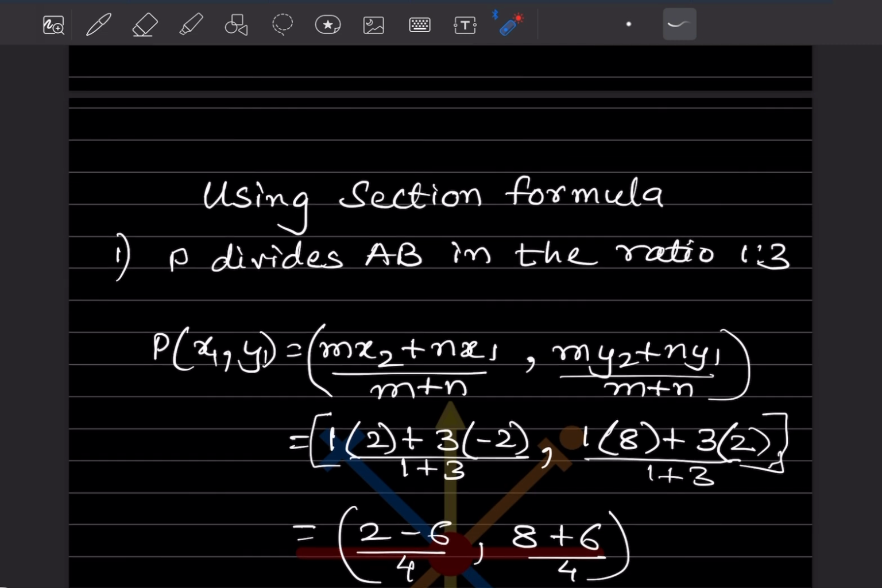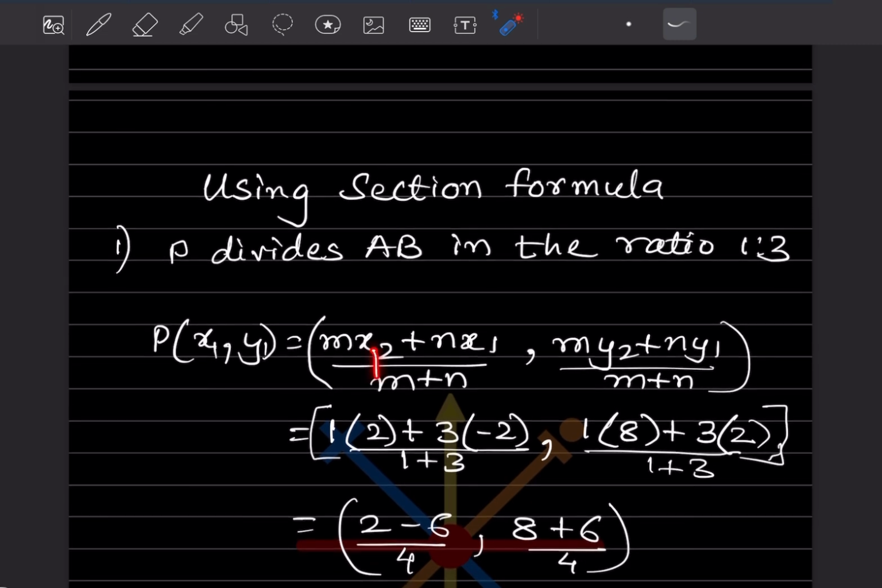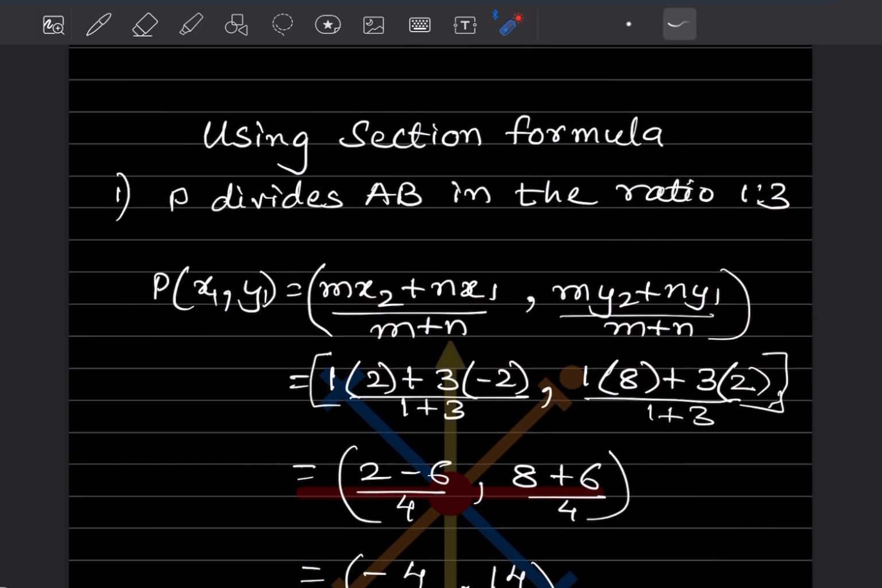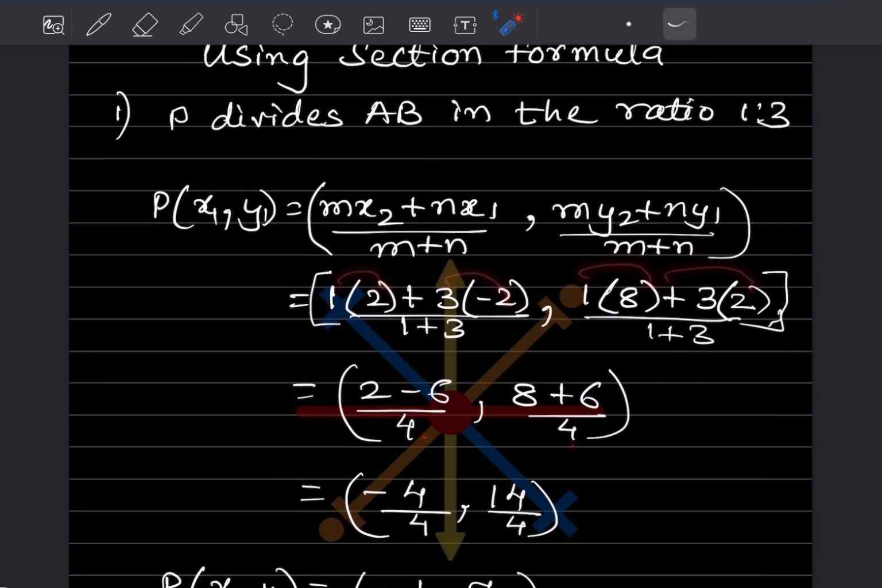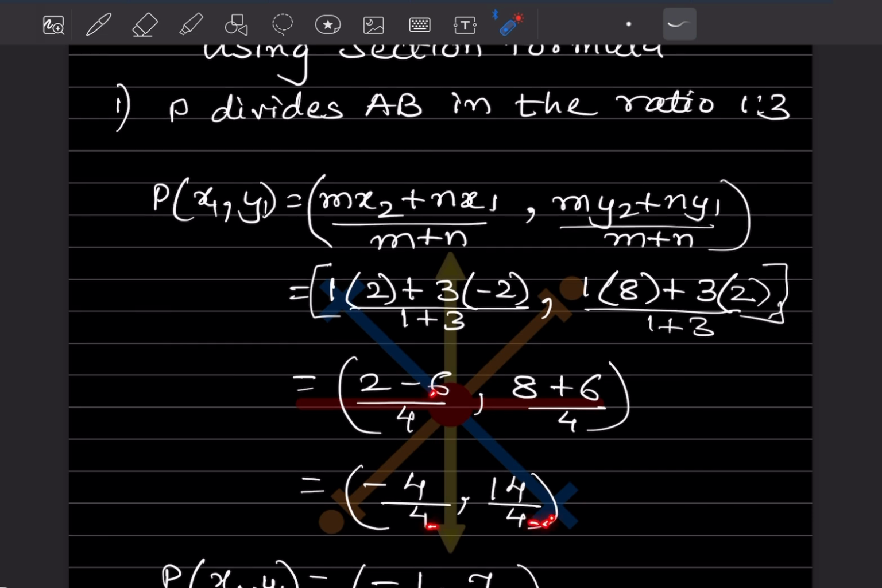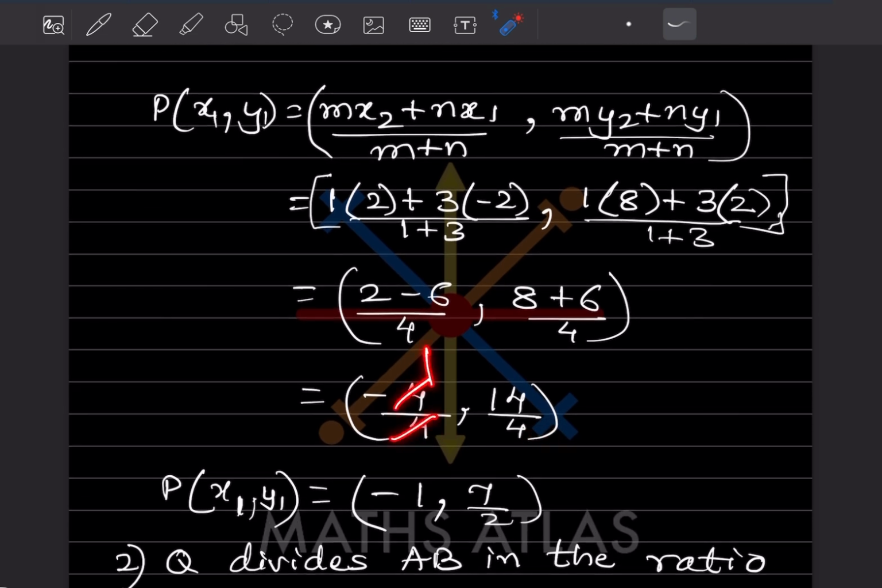So you will just put the values over here, in place of m and n. So just put in the values. That will be 2 minus 6 by 4, and this will be 8 plus 6 by 4. So that will be minus 4 by 4 and 14 by 4. So this will be minus 1, and this will be 7 by 2. So P of x1, y1 is equal to minus 1 and 7 by 2.